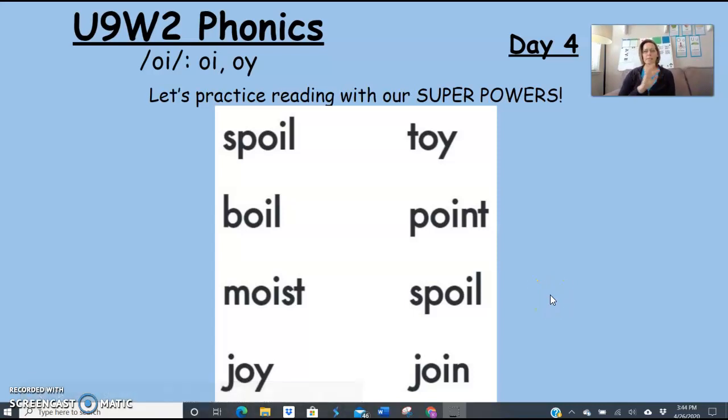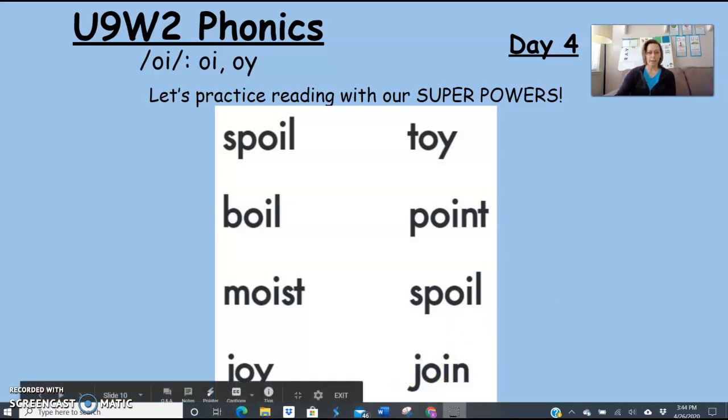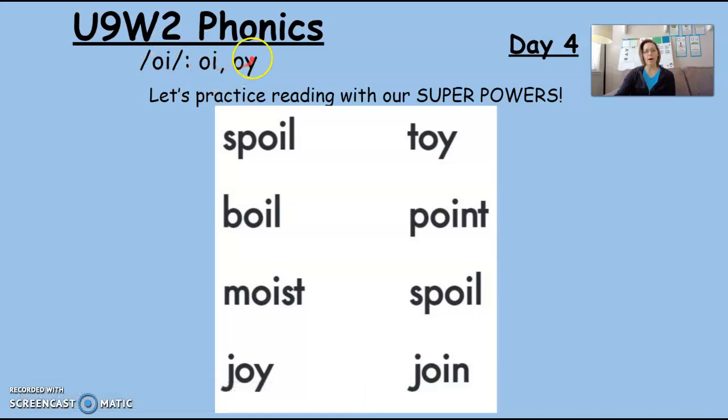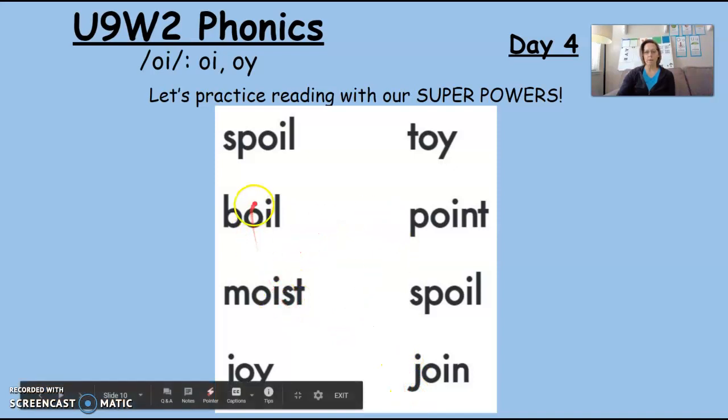Hi everybody, this is day 4 of Phonics, Unit 9, Week 2. We are again working on that oi sound. So let's not forget that oi sound can be spelled with an OI or an OY. And we are going to practice reading these words today with our superpowers. So get those superpowers ready to go.